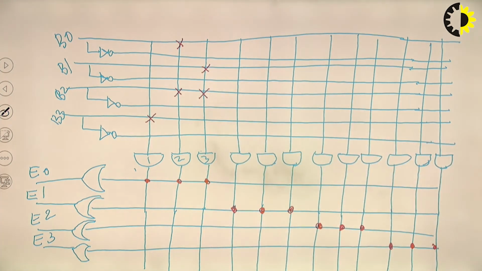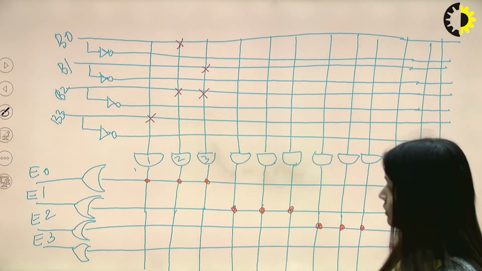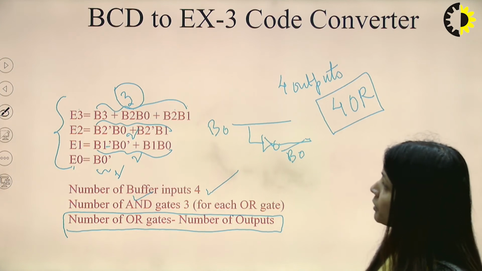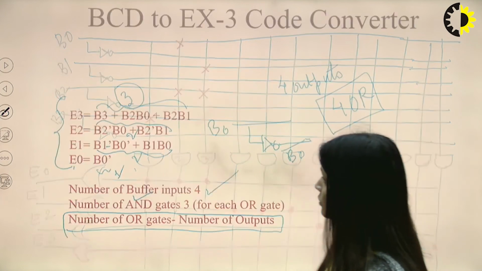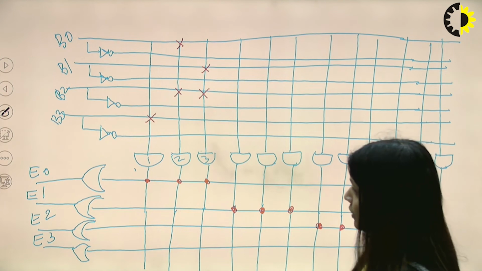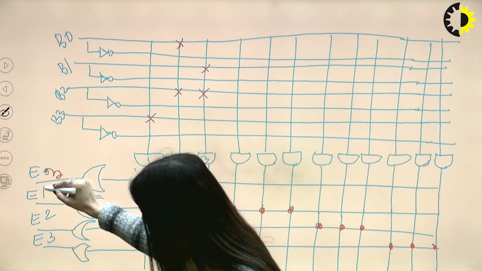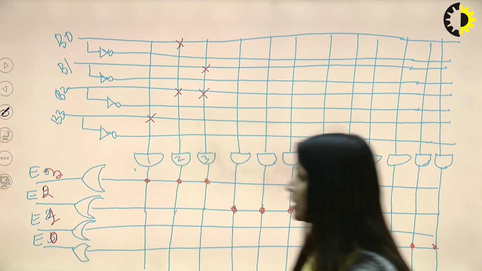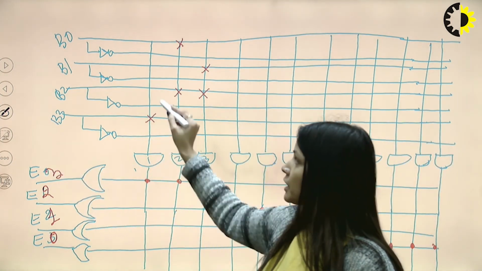Okay, so this is a PAL arrangement. Now for even, B2 bar B0, B2. Here we have made the wrong entries. Let's say this is for E3, this is for E2, and this is for E1, and this is for E0. We can adjust; I have just reversed it because E3 is connected, and I have made the connections for this one.